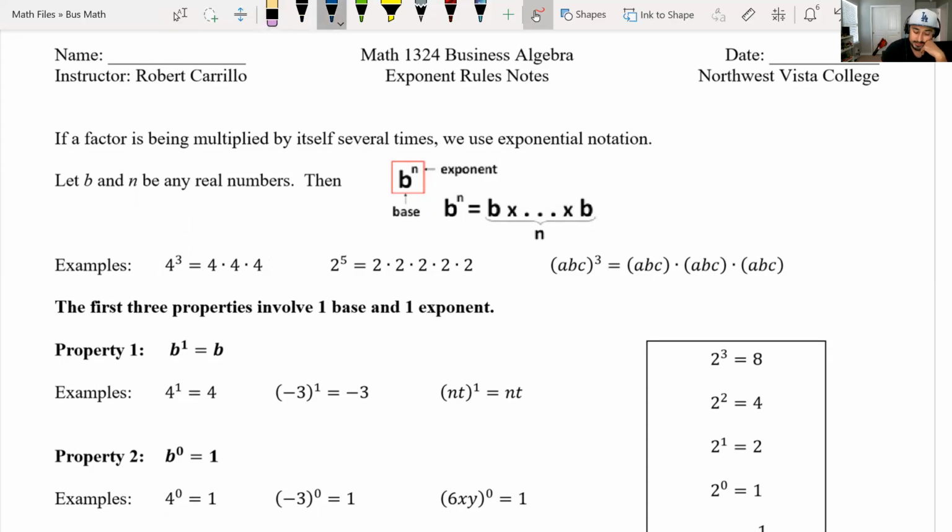Okay, 2 to the fifth, same thing. 2 to the fifth means 2 times 2 times 2 times 2 times 2. So you expand it 5 times. And same thing, ABC to the third means ABC times ABC times ABC. So we do that 3 times. That is just expanding your exponential notation. You expand it to whatever your degree, whatever your exponent says.